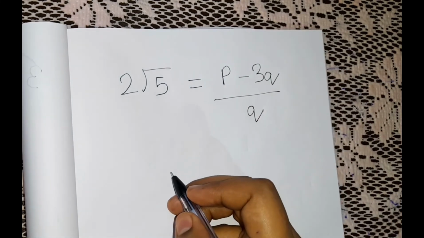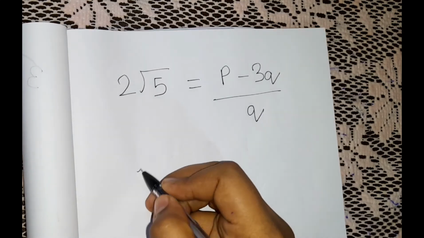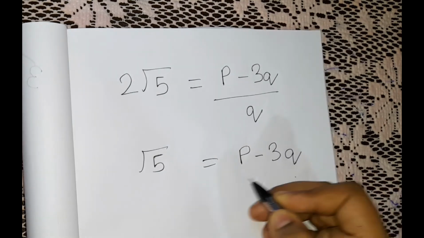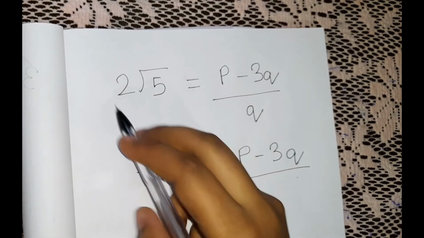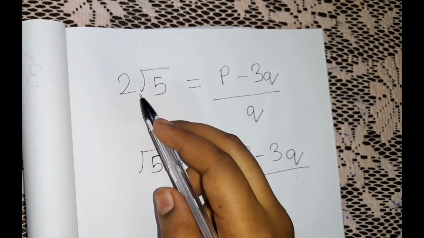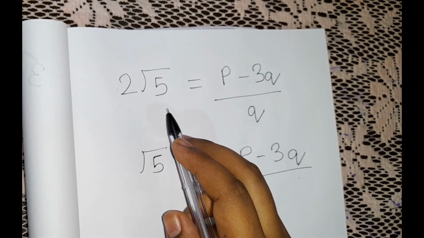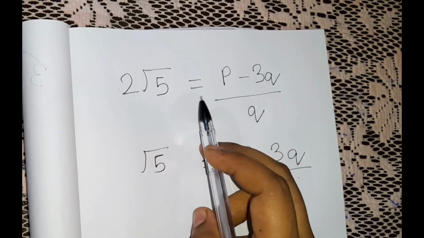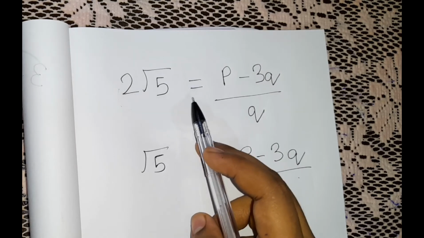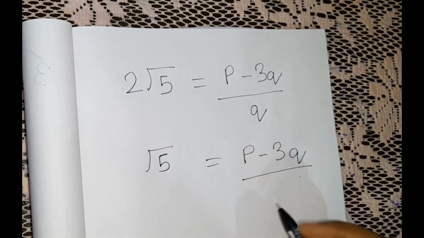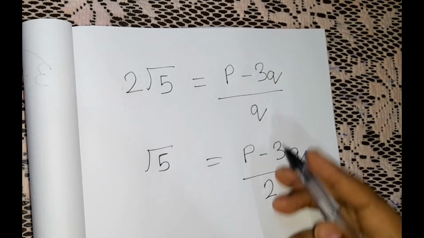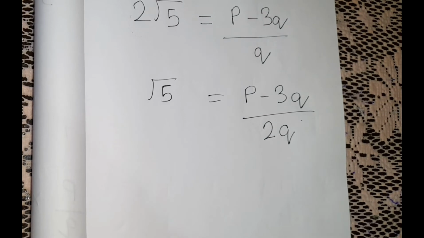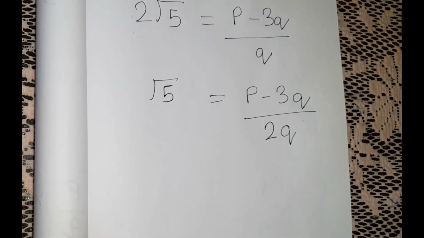Okay, so after this we shall write root 5 is equal to p minus 3q divided by, so here it is in the multiplication form, so it is 2 into root 5, am I right? If it is in the multiplication form, when it crosses this bridge, that is the equal to sign, then it changes into division, so it is 2 and we have q, so I shall write 2q. So now it is p minus 3q divided by 2q. So finally we got the answer.